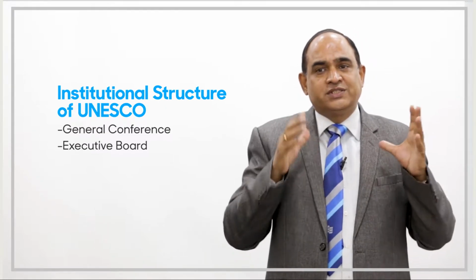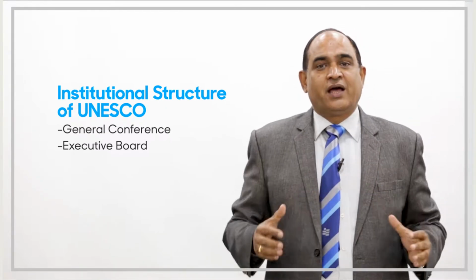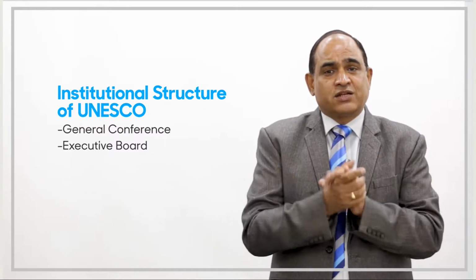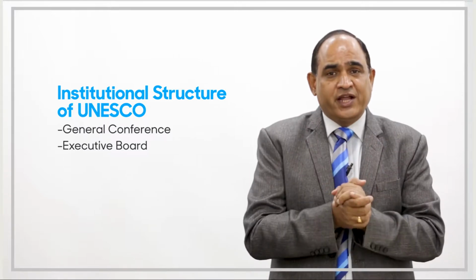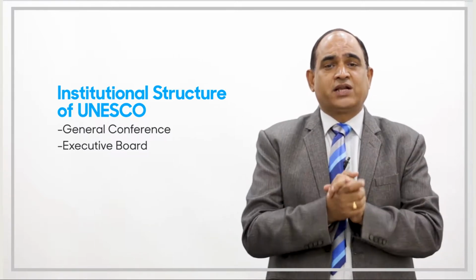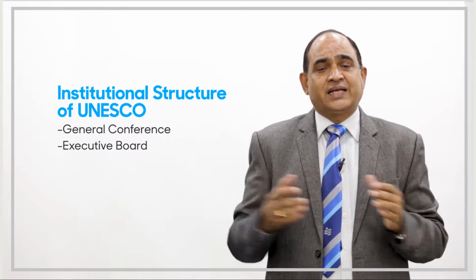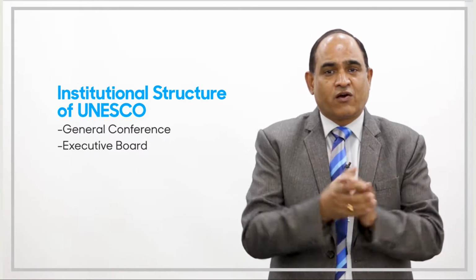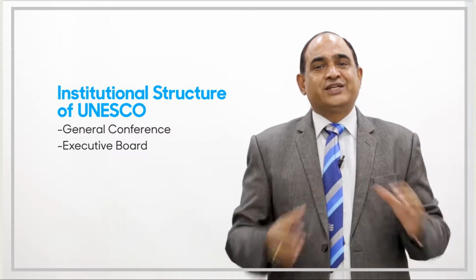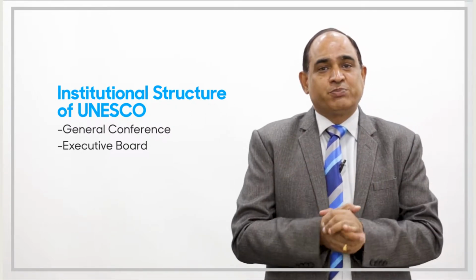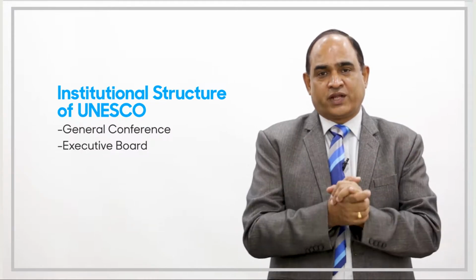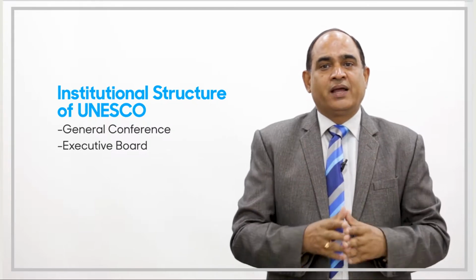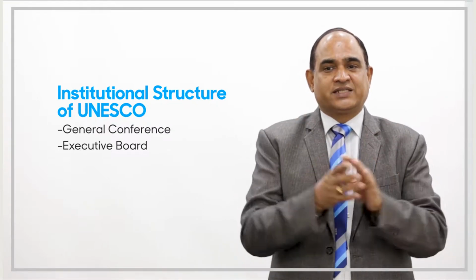Now, in addition to this general conference, there is an executive board which consists of the representatives of 58 states elected by the general conference. In fact, it has the task of preparing the agenda of the general conference and also executing the agenda which has been adopted by the general conference. And in this task, the executive board is assisted by a permanent secretariat.